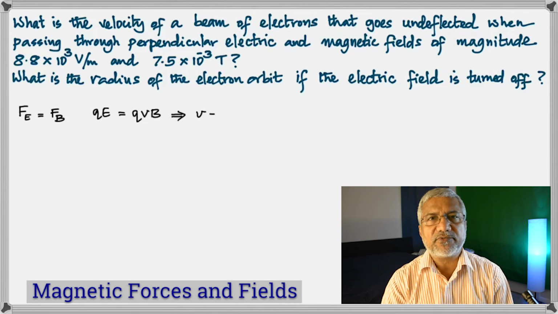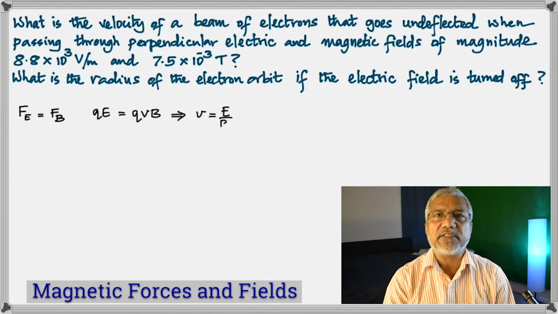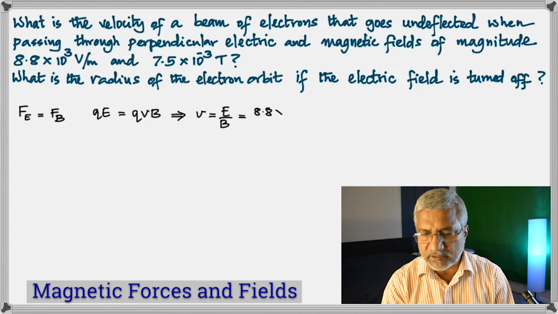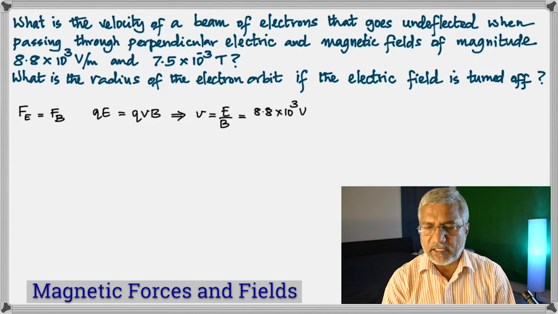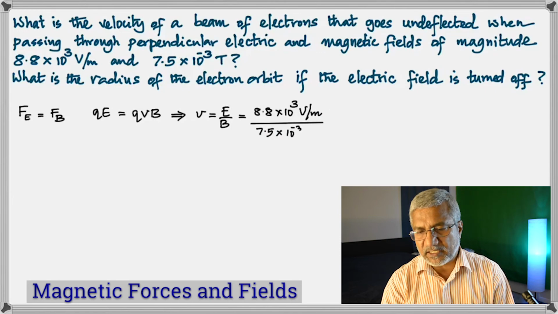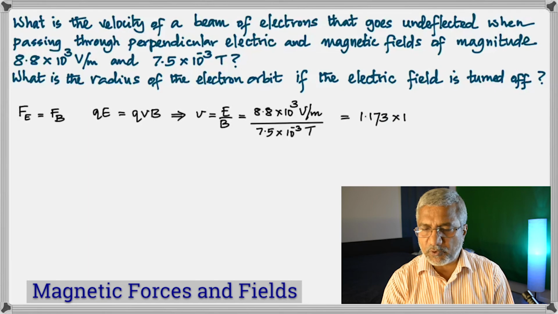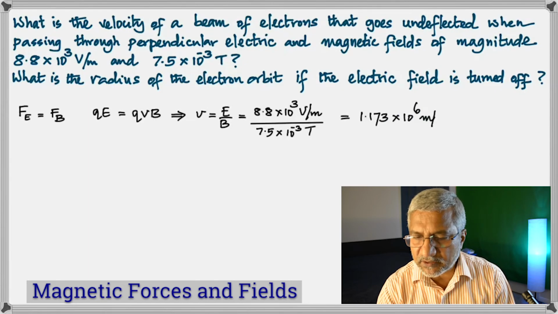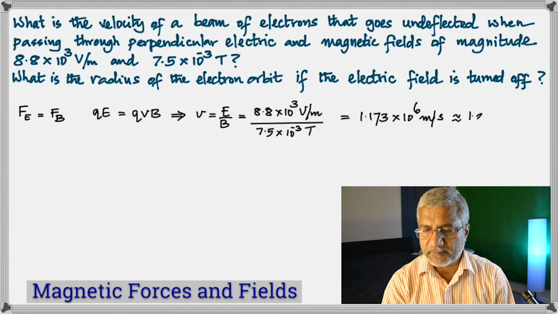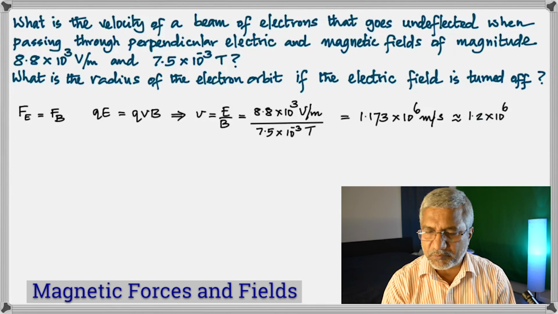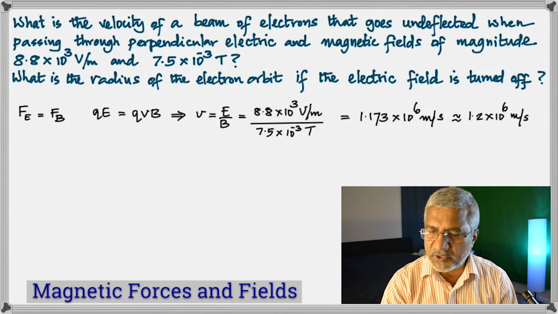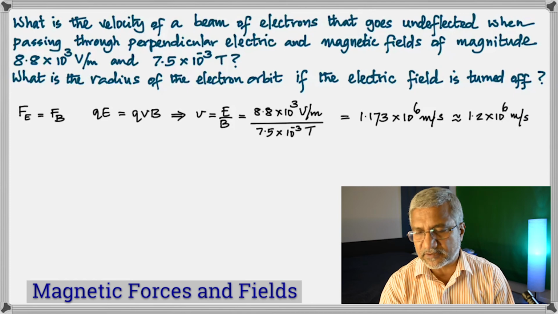I'm just writing all of it again, but that's how we got it. E by B. Simply divide the electric field strength by the magnetic field strength, and you would get 1.173 times 10 to the 6 meter per second. It's approximately 1.2 times 10 to the 6 meter per second. That's fast. Yes, it is.